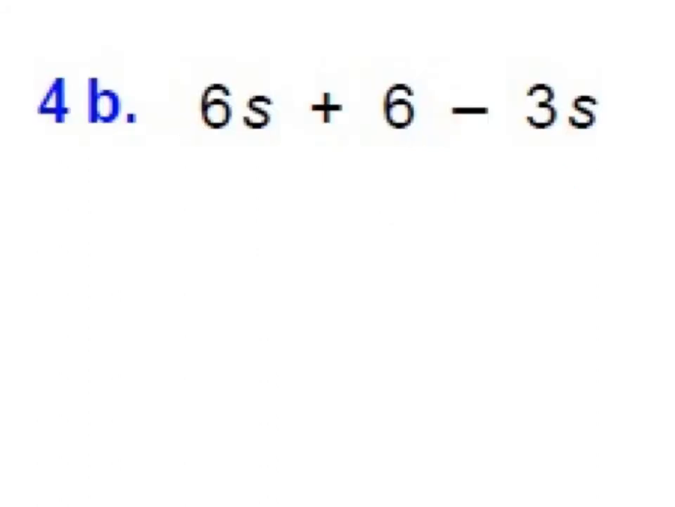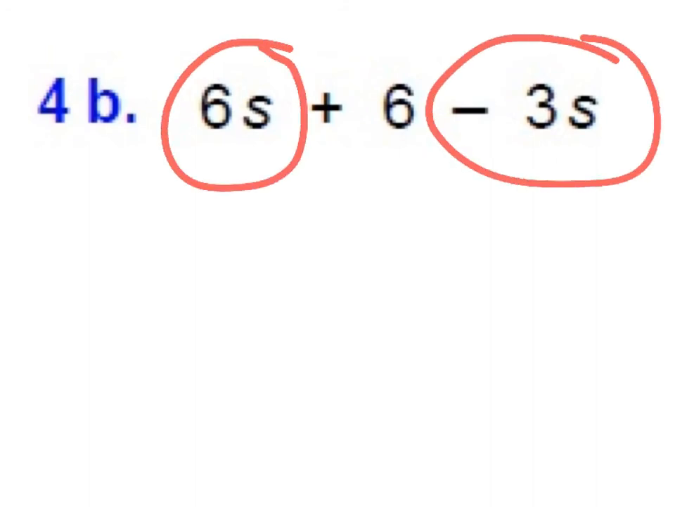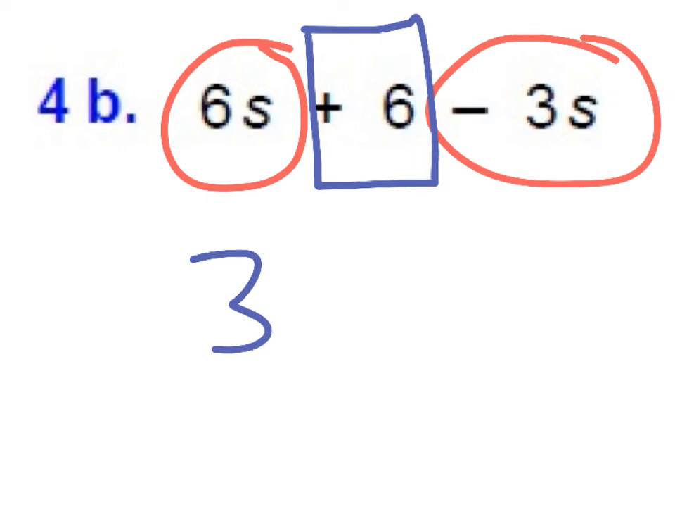Okay, so here's another combining like terms video. So we're going to put circles around the like terms, squares around the other like terms. So I have 6s minus 3s gives us 3s. And then plus 6.